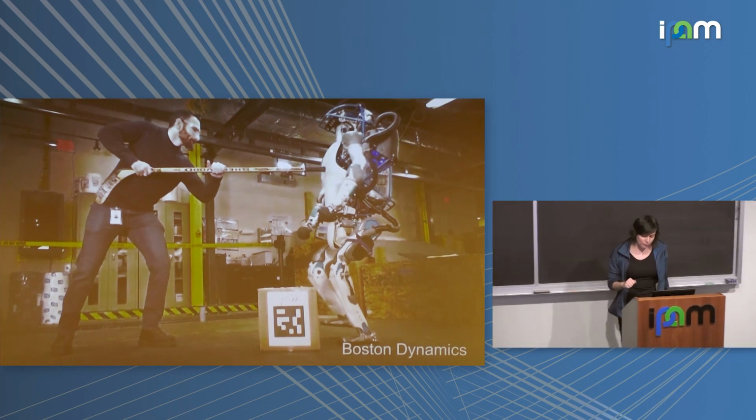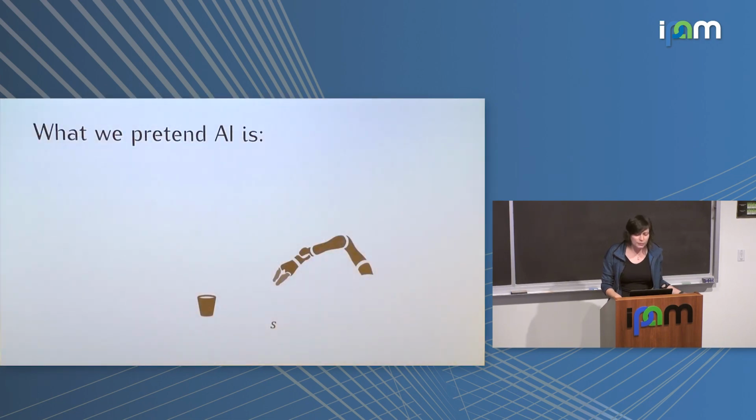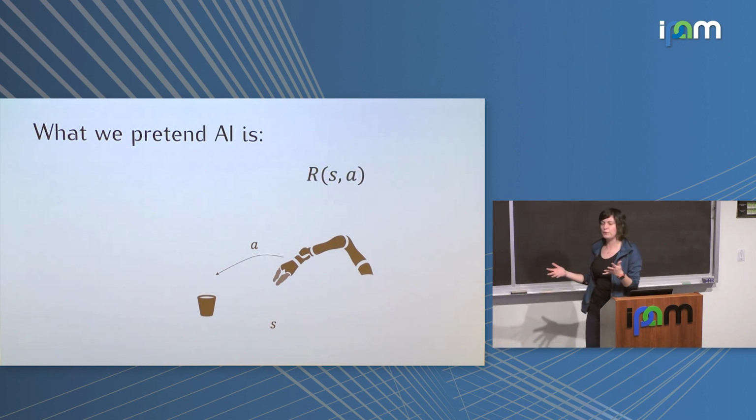And so I think the bottom line is that we sometimes like to pretend that the problem is, here's a state space, here's the actions that the robot can take that influence the state of the world, and there's a reward function that somehow falls from the sky.